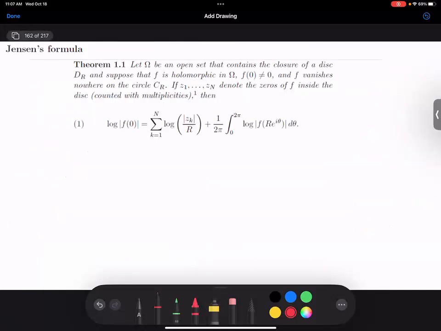Okay. I want to just state Jensen's formula. We're not going to prove it. The proof is given in the book. It's just nice to know that we have results along these lines. Okay, and the proof is not too bad in the book. It has some nice auxiliary lemmas along the way. It gives us some formula relating values of functions and zeros and integrals on the boundary.